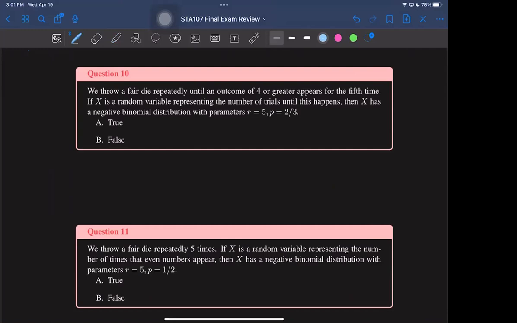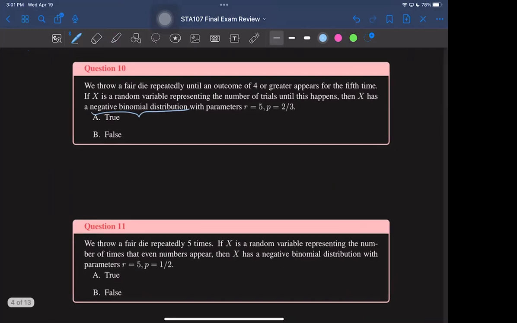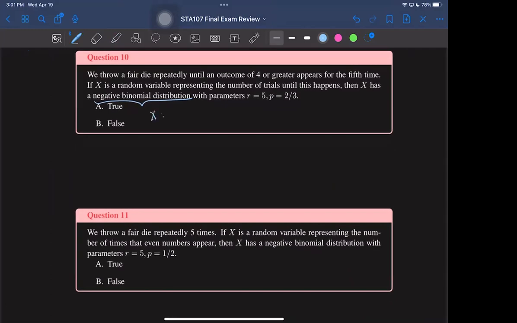If you don't remember, we have a negative binomial distribution. When we have X denote the number of trials until r successes, then we say that X follows a negative binomial distribution with parameters r and p, where p is the probability of success in each trial and it stays the same among every trial.